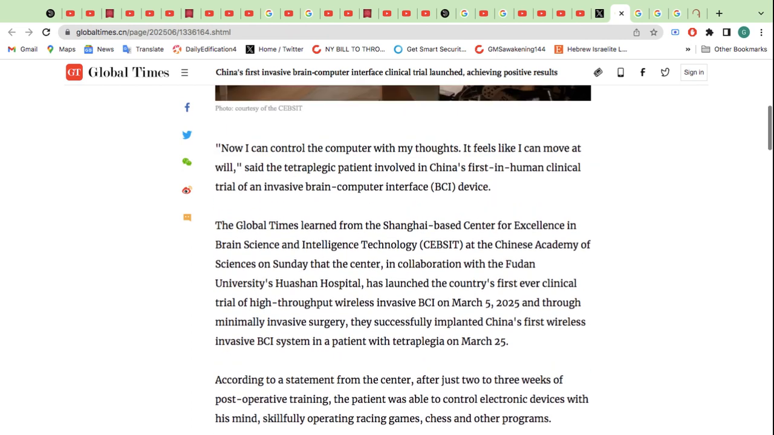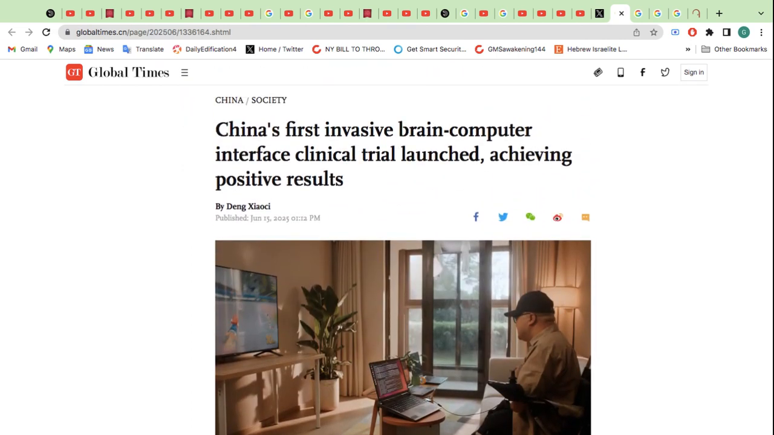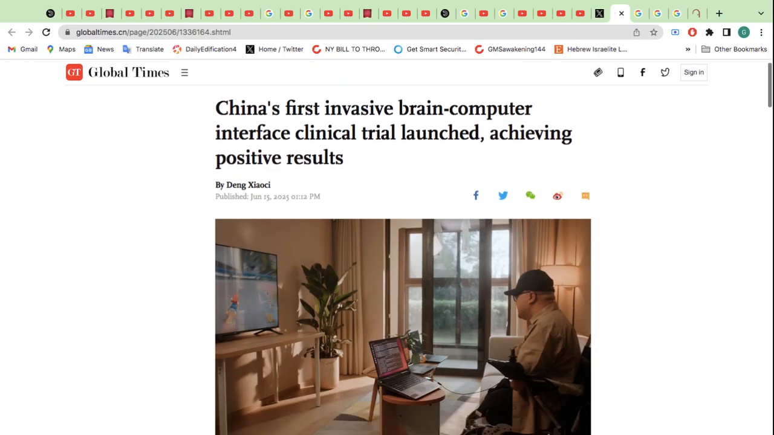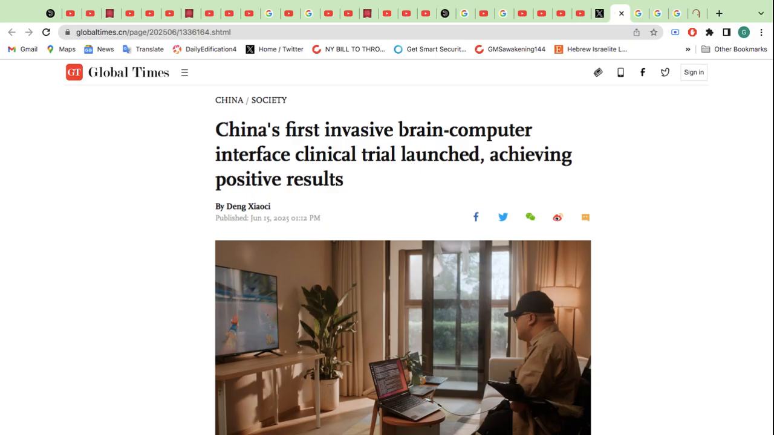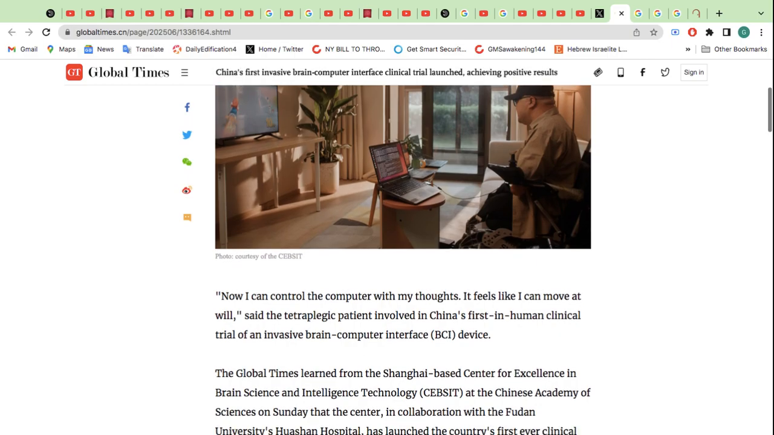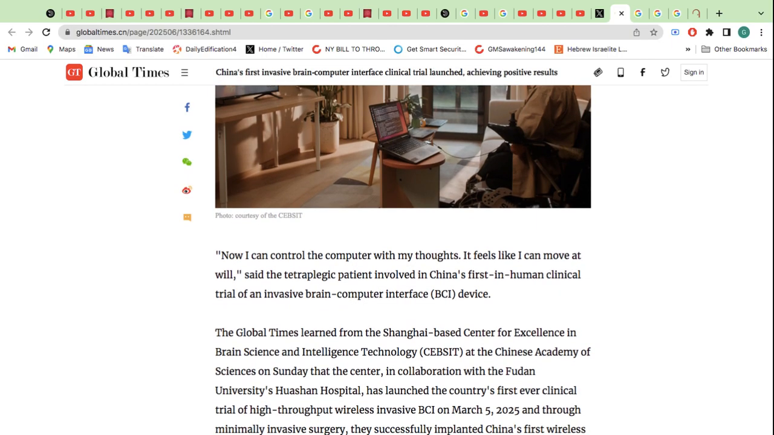And there's an article I found. All right, it's from June the 15th, 2025, a page called Global Times. China's first invasive brain computer interface clinical trial launched, achieving positive results. Now I can control the computer with my thoughts. It feels like I can move at will, said the tetraplegic patient involved in China's first in-human clinical trial of an invasive brain computer interface BCI device.